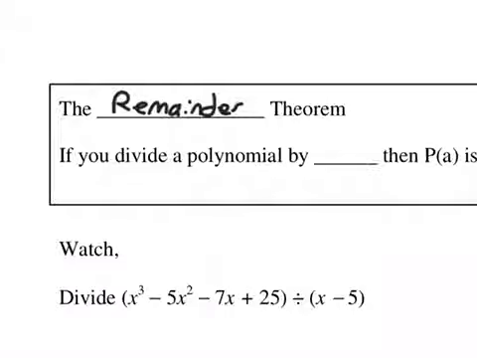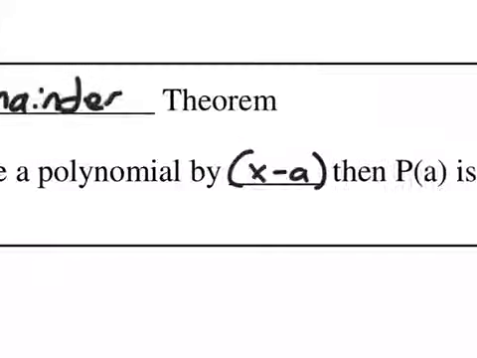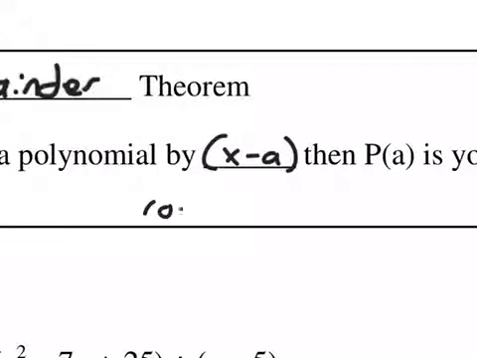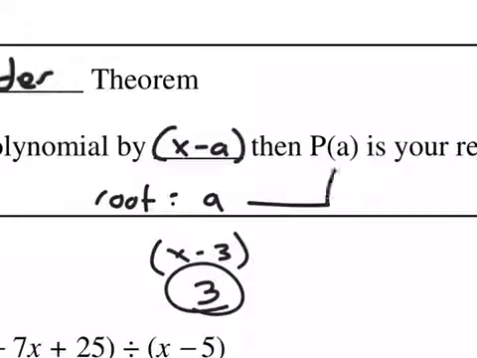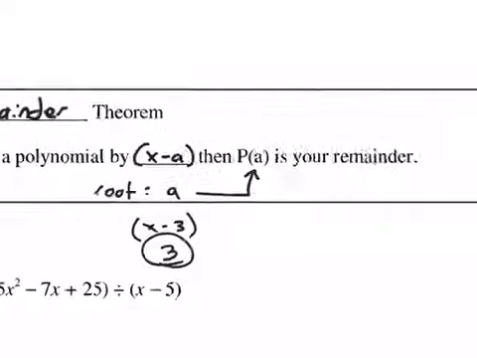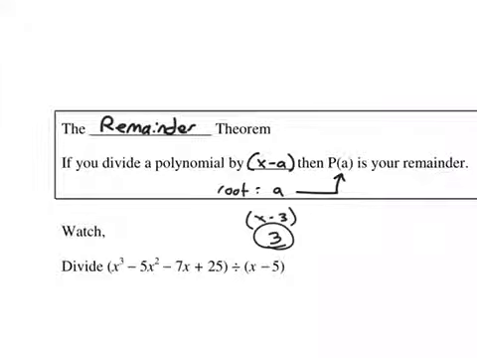So it says if you divide a polynomial by x minus a, which would make your root the opposite, which is why your root's just a positive a. So this is like saying if we divided by x minus 3, we'd be working with 3. Same concept, except it's just using the letter a. It says if you plug a into your function, it'll tell you what your remainder is going to be.